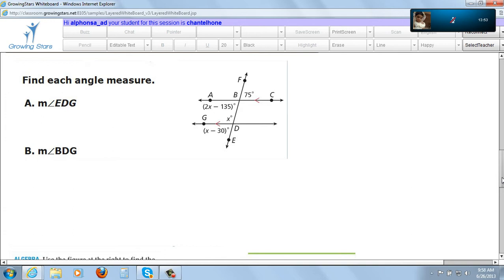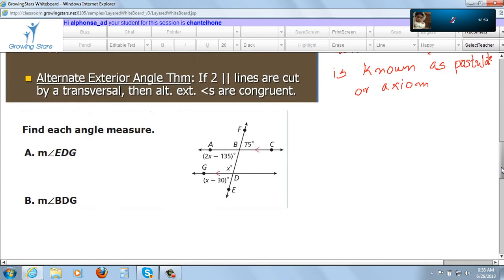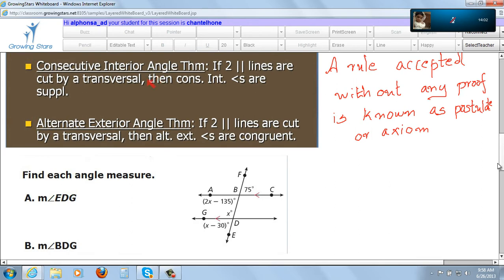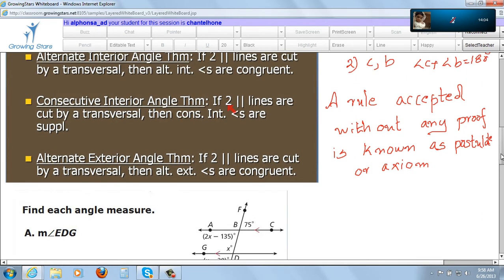Now next one, alternate interior angle theorem. If two parallel lines are cut by a transversal, then alternate interior angles are congruent. Consecutive interior angle theorem states that if two parallel lines are cut by a transversal, then consecutive interior angles are supplementary. Then alternate exterior angles are congruent. And these postulates and theorems we use when we are doing sums. For each step we have to mention the reason. Okay?